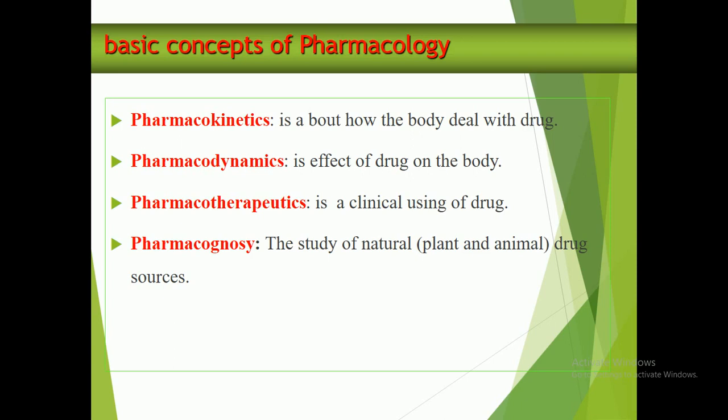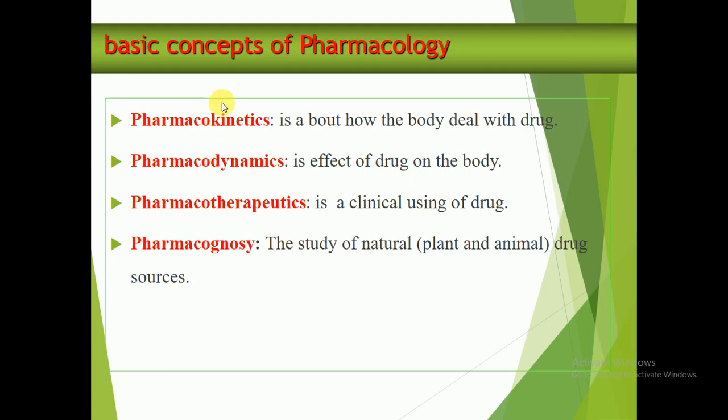The second one is pharmacodynamics. In pharmacokinetics, we discuss the absorption of drugs, metabolism, biotransformation and elimination of drugs. So that is called MET: metabolism, absorption, distribution, biotransformation and elimination.